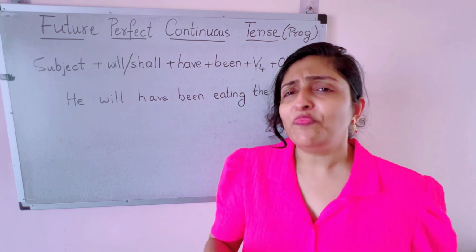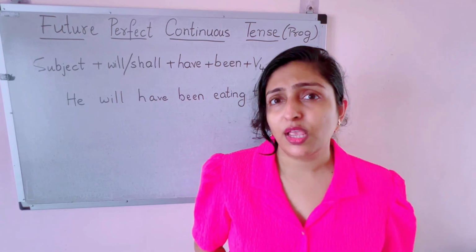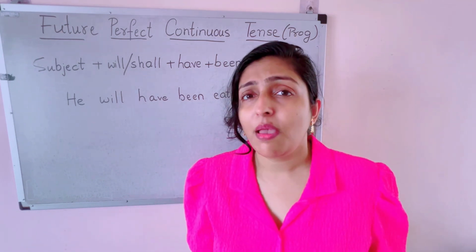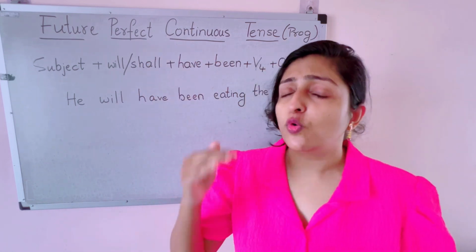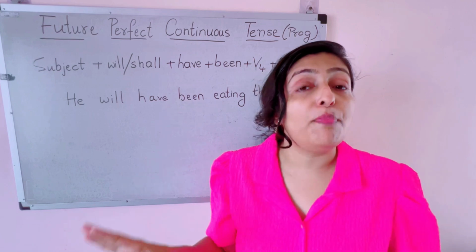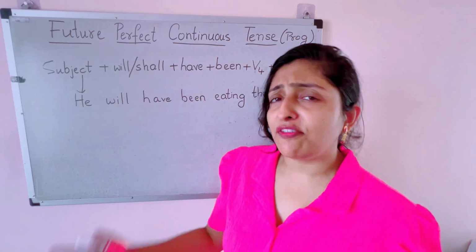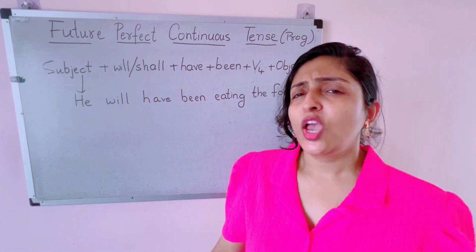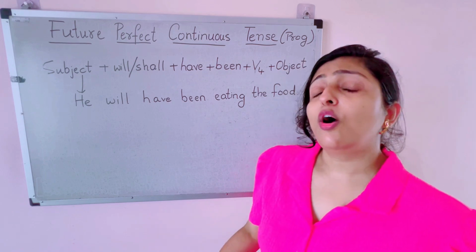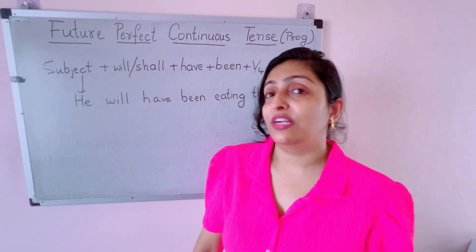So I'll give you 5 important points which you need to keep in mind. Overall, there are 2 rules and 4 examples, but each of those rules and examples would be based on these 5 important points. Before we proceed with the uses and functions of this tense, we will just brush up with the structure or the formula or the construction of a sentence in future perfect continuous tense.